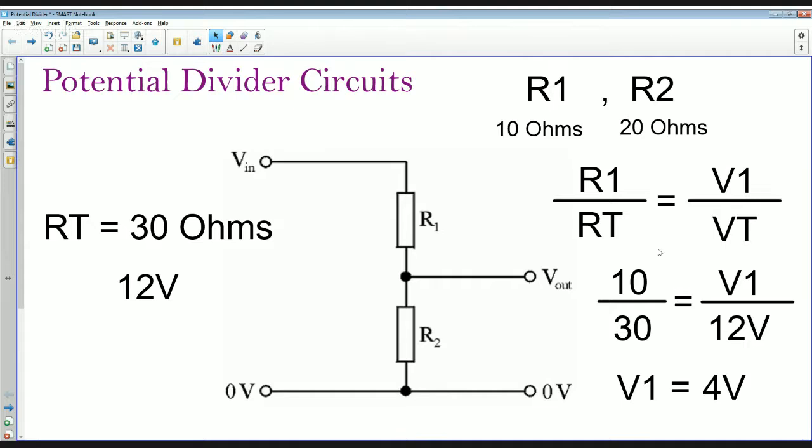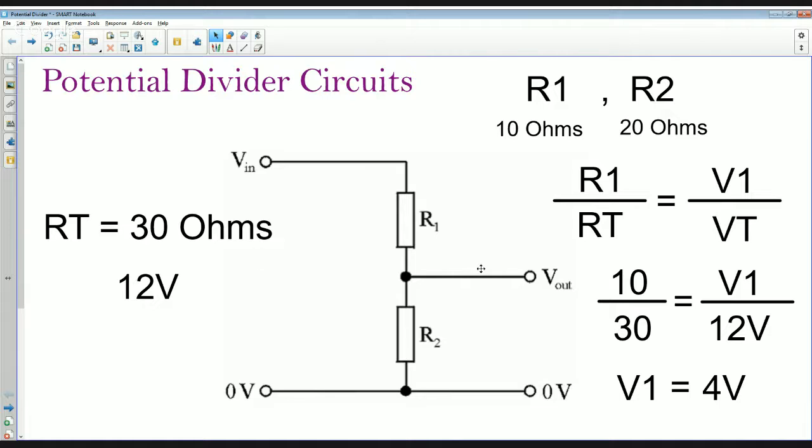Of course, we know that R1 plus R2 equals RT. Having done that, we can also conclude that V1 plus V2 equals VT, so you can use that. Or if you want to do the calculation like how I did over here, instead of calculating for R1, let's calculate for R2, hence we get V2, and then we can work out the potential difference on the output circuit.